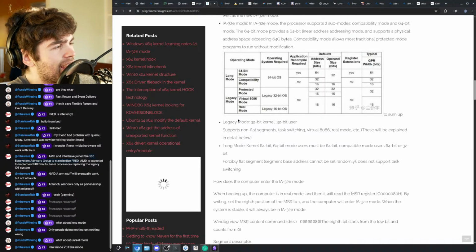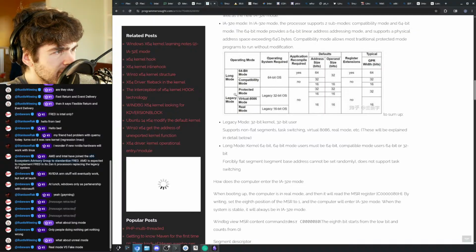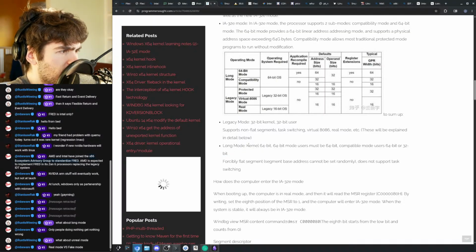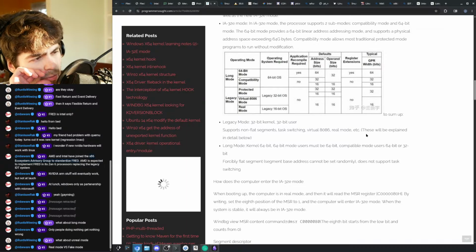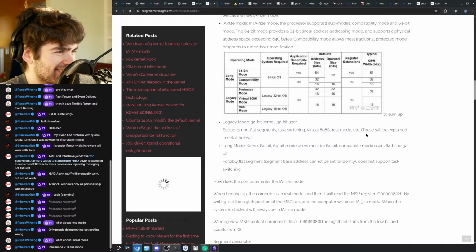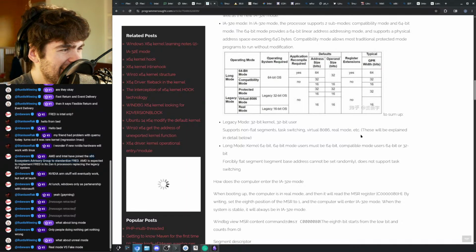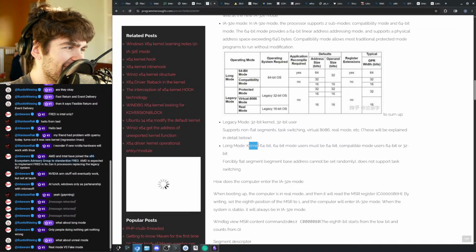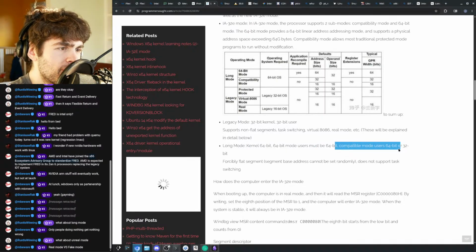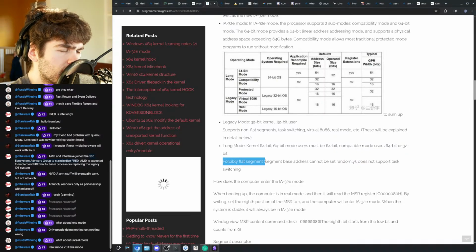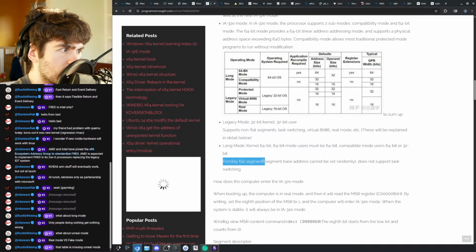Long mode, 64-bit mode, compatibility mode, okay. Long mode: kernel is 64-bit mode, users must be 64-bit. Compatibility mode: user is 64-bit or 32-bit. Forcibly flat segments. Does not support task switching. Okay.